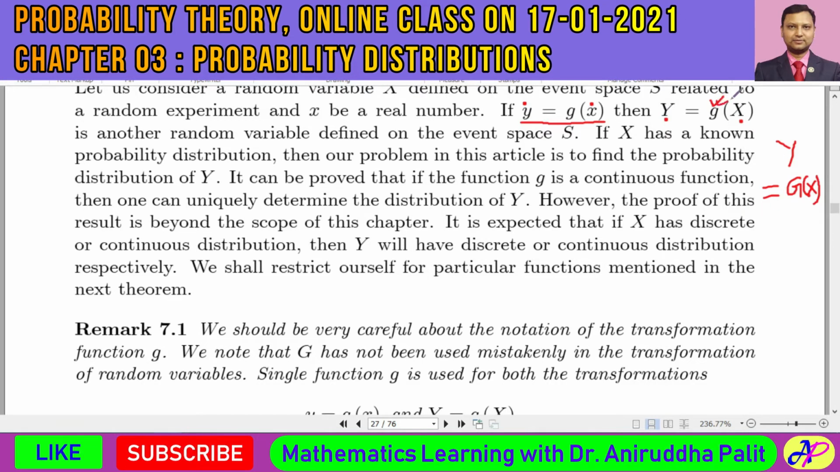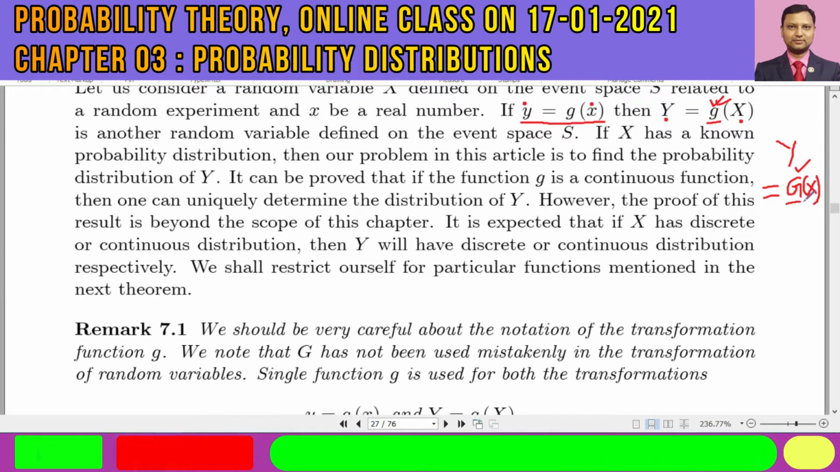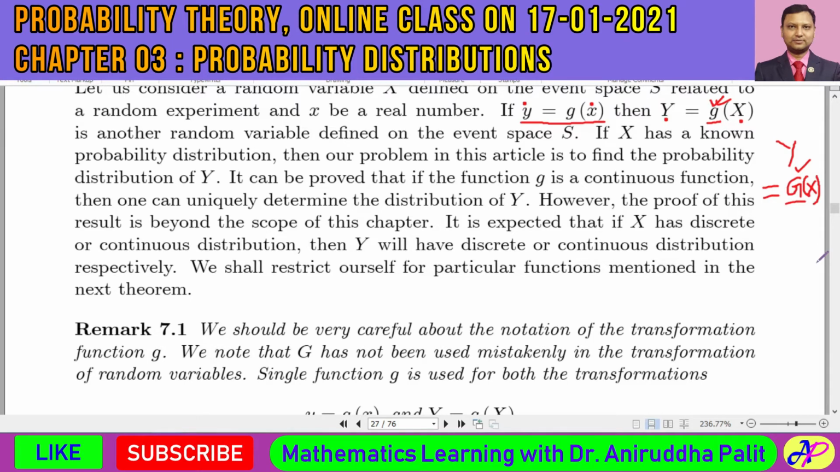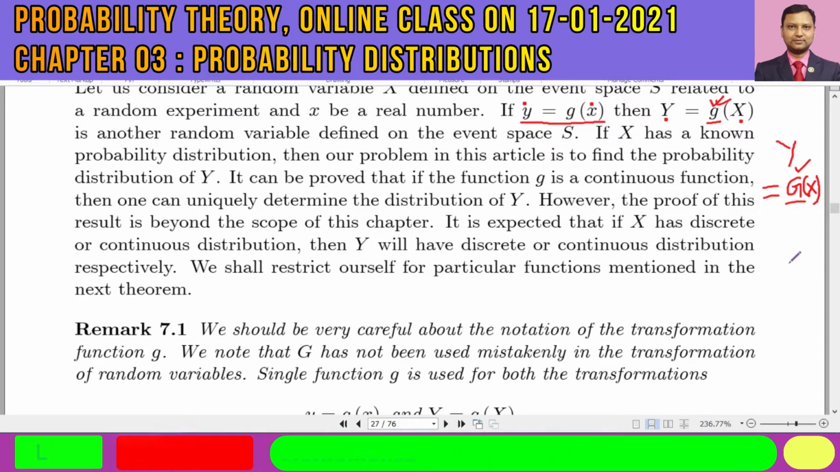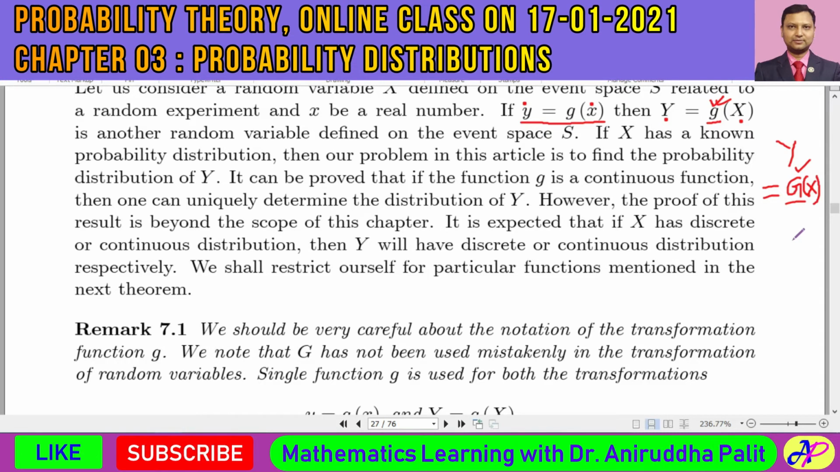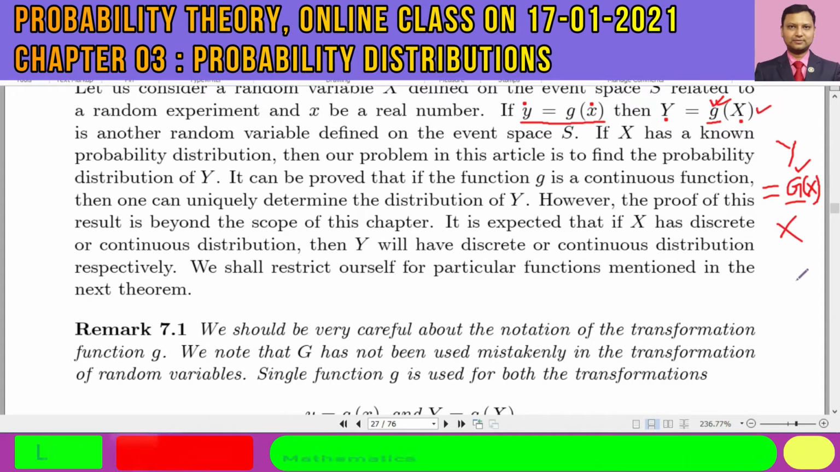function g should not be changed to the function capital G. The function g may be a sine function, while capital G may be another kind of function, maybe a cos function or tan function or a polynomial function. So we should not change the rule or the function. Got it? Therefore, this is a wrong notation. Y is equal to small g of X should be the correct notation.